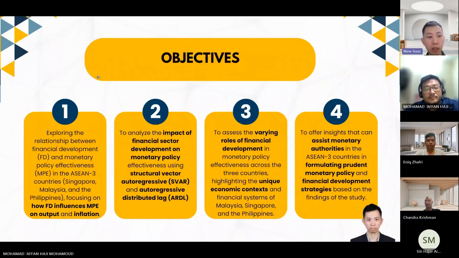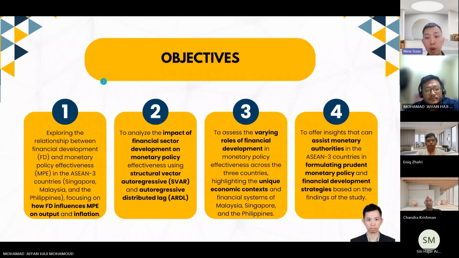Okay, so next I will explain the objectives for this topic. First, we are exploring the relationship between financial development, the FD, and monetary policy effectiveness in all the Asian 3 countries, Singapore, Malaysia, and the Philippines, focusing on how financial development influences monetary policy effectiveness on output and inflation.